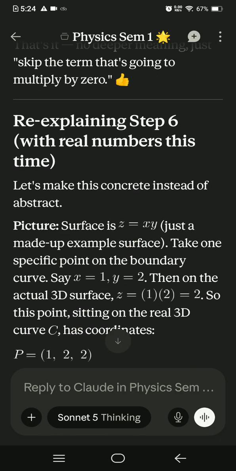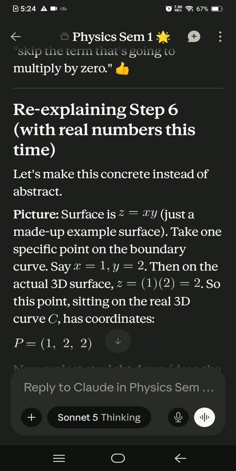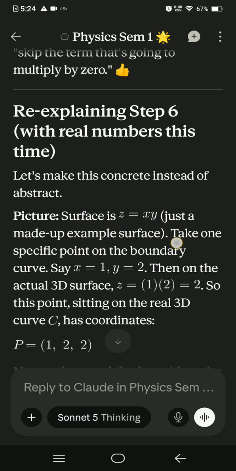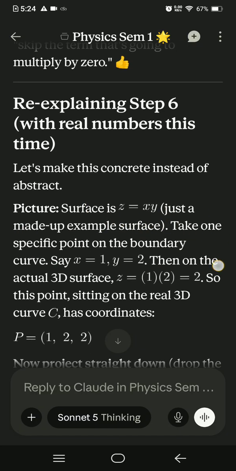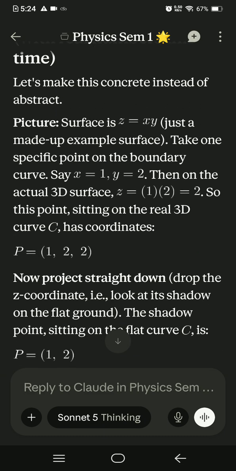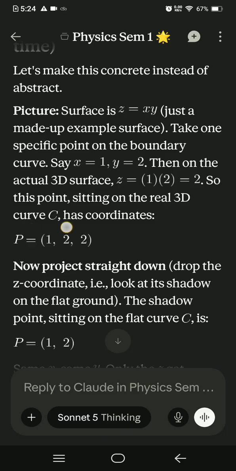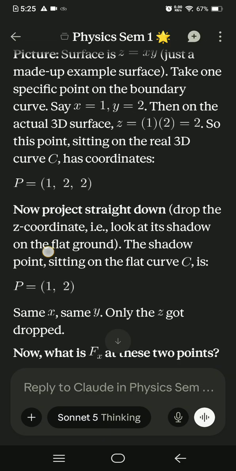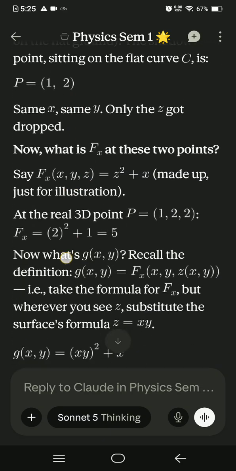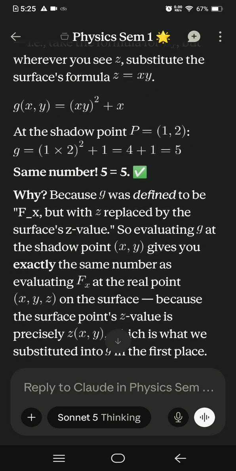So step 6. Picture surface z equals xy, just a made up example surface. Let's make this concrete instead of abstract. Take one example. So this point sitting on the real 3D curve C has coordinates 1, 2, 2. Now project straight down. I don't know.